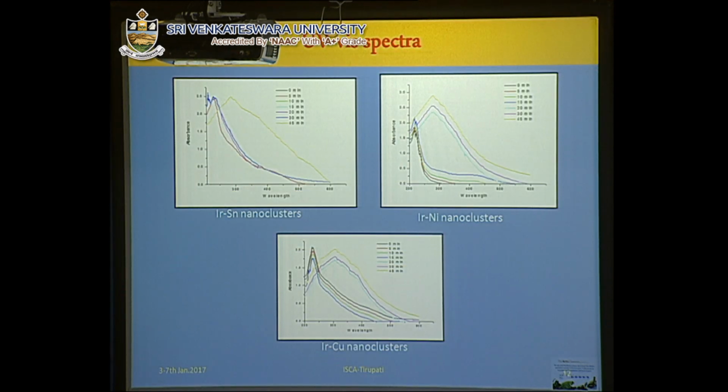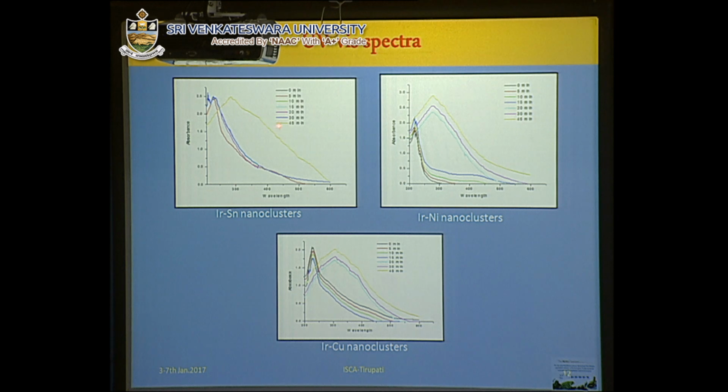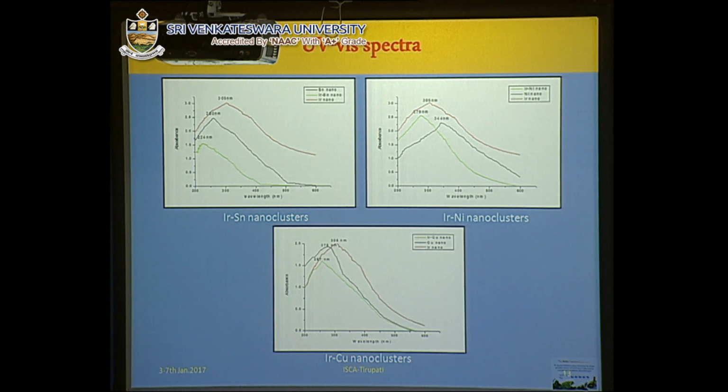The synthesis of these bimetallic nanoparticles was followed spectrophotometrically, and it is observed that initially there is a peak at around 205 nanometers, and with the passage of time this peak shifts to the higher wavelength side. So, this shows that there is a reduction of metal occurring, and then finally, after reflux, we noted down their spectra. This green spectrum is for the bimetallic nanoparticle. Initially it was at 205 and then it shifted to 224, 279 and 257 nanometers. So, this is for iridium tin nanoclusters, this is for iridium nickel nanoclusters, and this is for iridium copper nanoclusters.